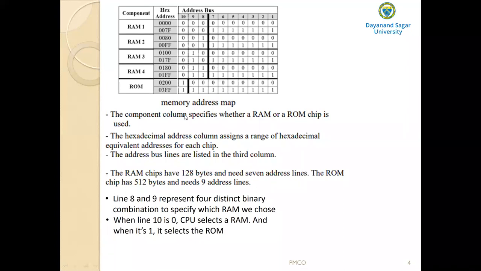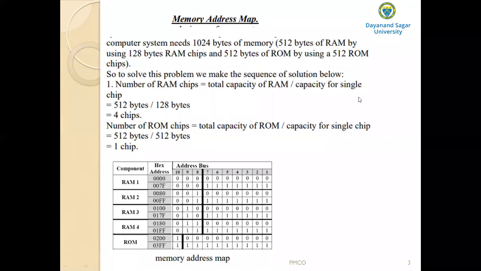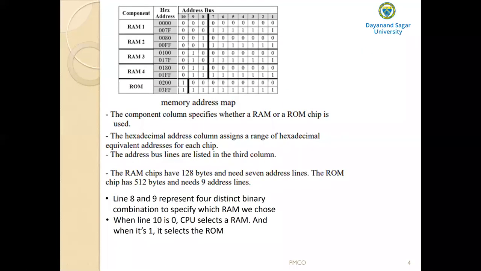And how many address lines are required for this RAM chip? For that, you should know the capacity of the RAM chip. The capacity of the single RAM chip is 512 bytes. Express this as 2 power n into m. 512 expressed as 2 power n is 2 power 9. So 9 is the number of address lines.